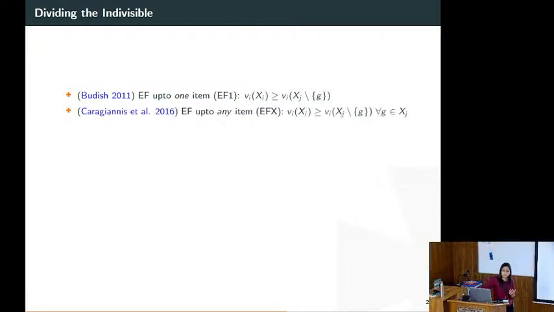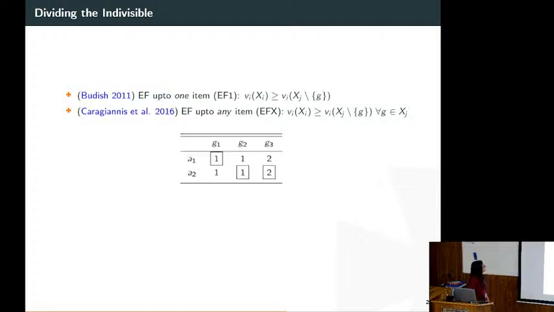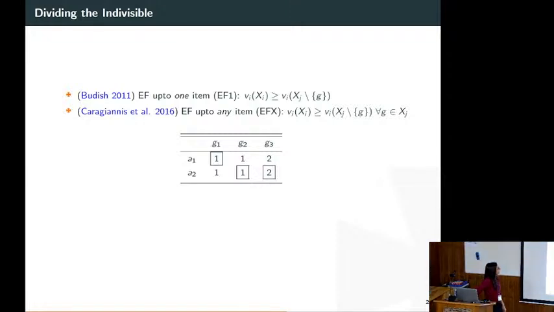A stronger approximation to envy freeness is EFX, where no matter which item you remove, even the least valued item from the envied bundle, your envy will go away. Okay, so we can see it through an example. There are 3 items, 2 agents, identical valuations, and this is the allocation. Agent 1 gets G1 and agent 2 gets G2 and G3.